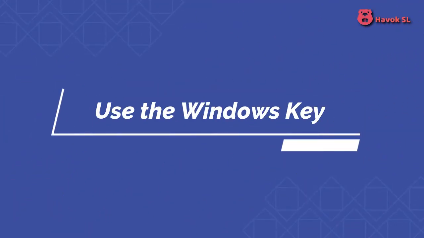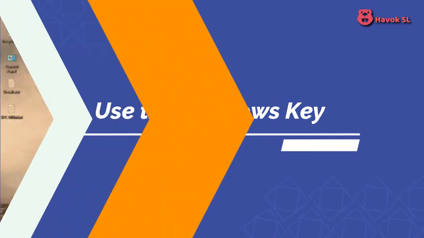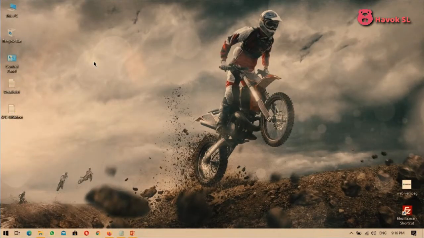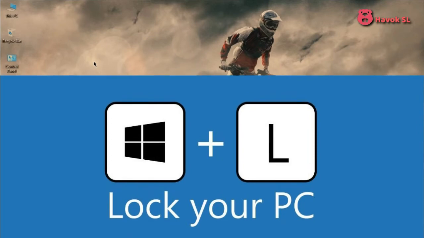Number 2 is use the Windows key. Almost every Windows PC has a Windows key on the keyboard. As you have probably guessed, it is the one with the Windows icon. You can press Windows L to lock your computer easily.